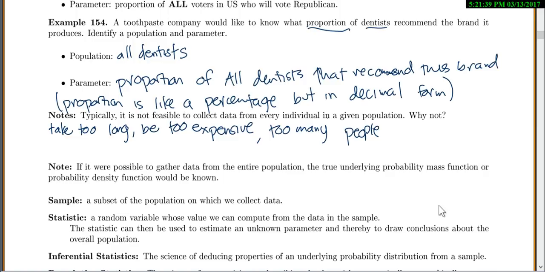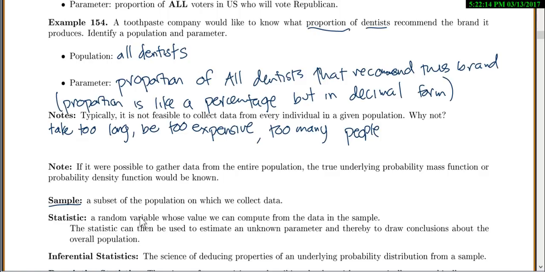Now, if you could get data from everything, then you could figure out that true underlying probability mass function or density function. But we can't. So instead, what we'll do is we'll take a sample. So a sample is just any subset that we collect data on. And then from that sample, we can compute a statistic. So we could calculate like the mean or the average or something from our sample. And we can use those sample statistics to try and estimate values about our population.